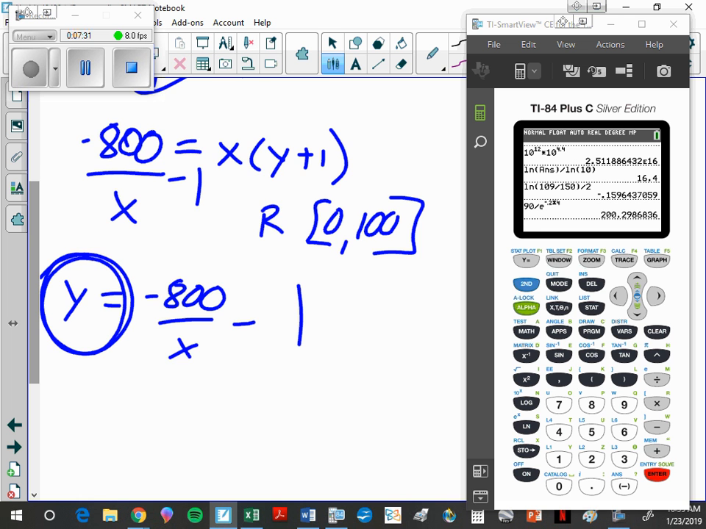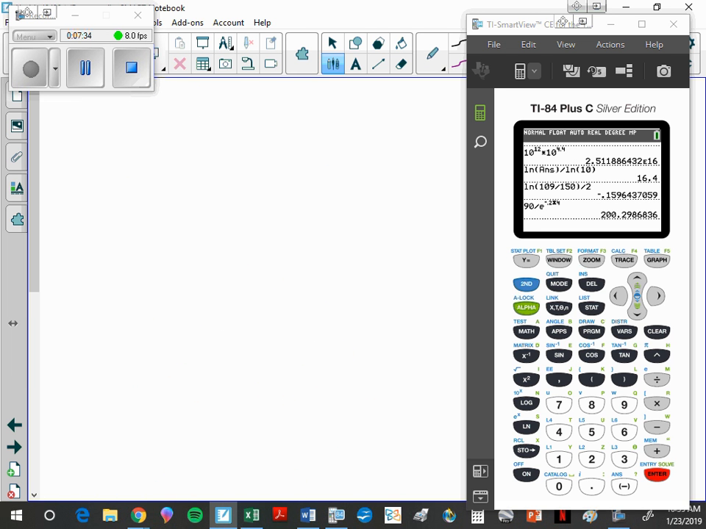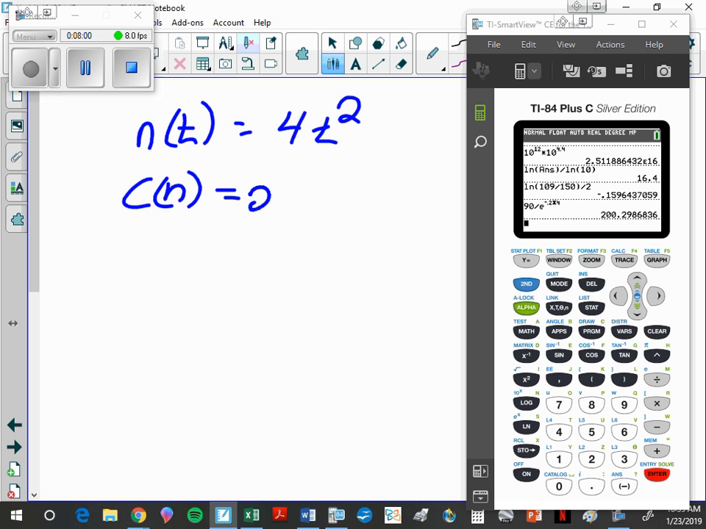All right, number 3. A producer of pesticides is going to begin production of a new maximum strength product. The total number of gallons produced after T days is given by N of T is equal to 4T squared. And the total cost associated with that is C of N is equal to 2,000 plus 2 times the square root of N dollars.